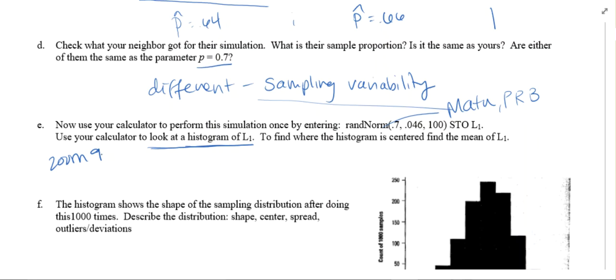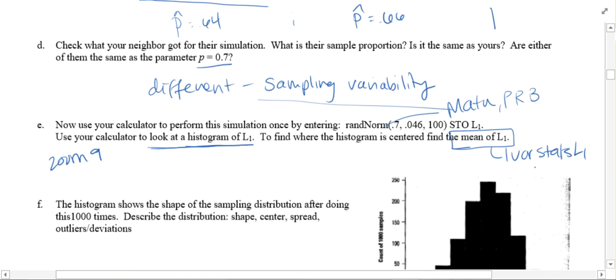Okay, and then what I want you to do next is to find the mean of your L1. So you can do one-variable stats of L1 to find that mean, or just do mean of L1 in your list, whatever you want to do. Go ahead and find your mean. So this is the mean of your sample proportions. We generated all these sample proportions in the list, and then you can do one-var stats of L1, and we want the mean from there. So the mean of our sample proportions.